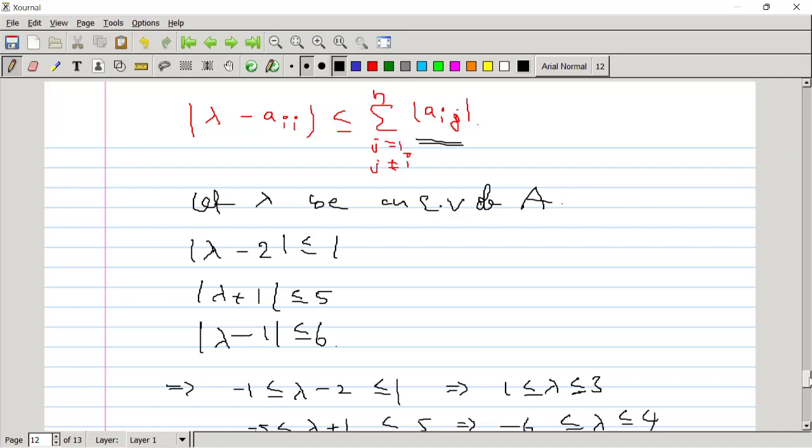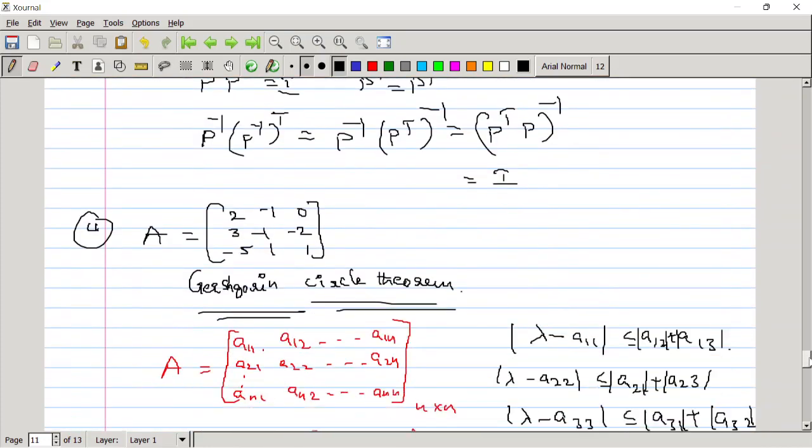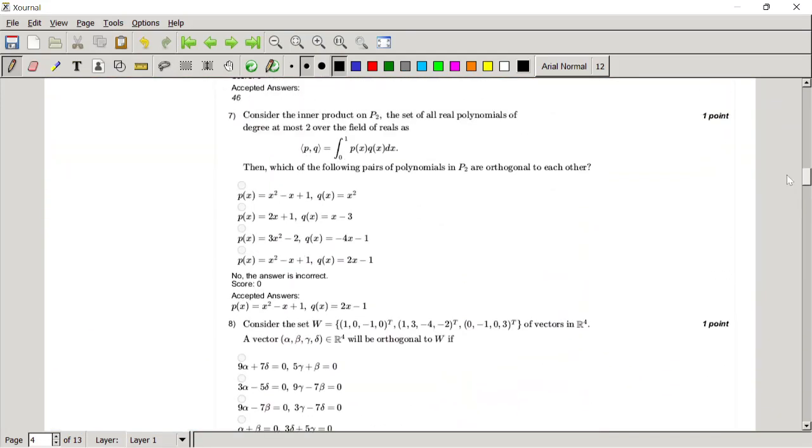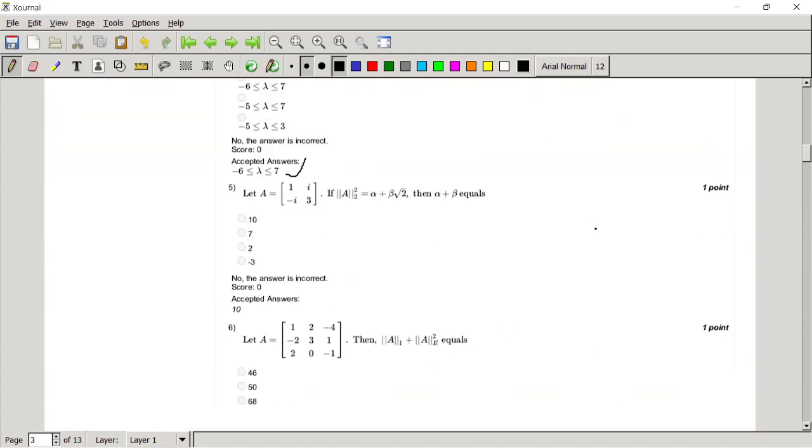You just see that theorem statement, you can understand it in the class notes. You can understand that clearly. Okay, sir. Thank you.